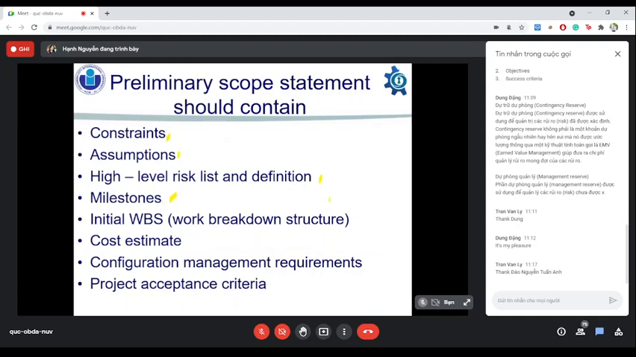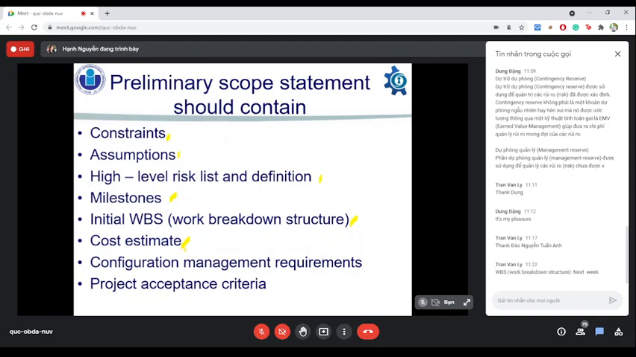And next, you should include the initial work breakdown structure inside the scope statement of your project. Simply put, the WBS is the process of subdividing the project deliverables and the project work into smaller components, so it's easier to manage. And also, you should estimate the cost associated with the project. Requirements. You should state some requirements for the configuration management and some project acceptance criteria. The project acceptance criteria is also very important. It is a set of conditions that is required to be met before the deliverables are accepted.